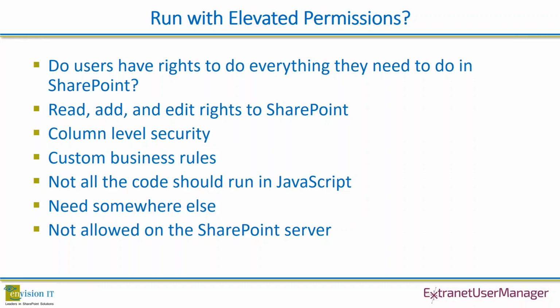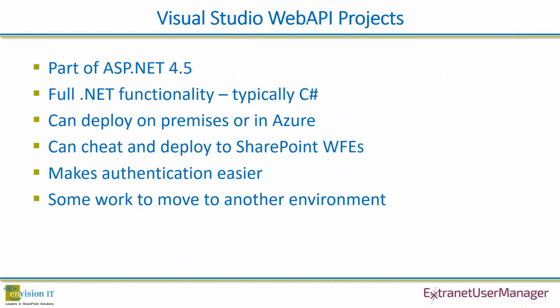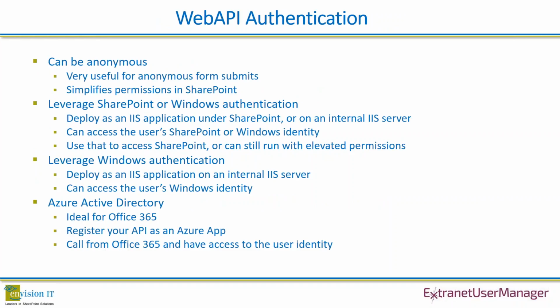Because you can't run it in JavaScript and you can't put it on the SharePoint server, we need somewhere else to do that. So Web API projects are part of ASP.NET 4.5, and you've got the full .NET stack. You're typically going to use C# to build that. You can deploy it on premises, or you can put it up in Azure. In some scenarios, you can cheat and deploy it, if it's an on-premise SharePoint, right into the SharePoint web front ends. But I'm going to talk today about the authentication side of it and how that process works, because that's really the tricky part around this.